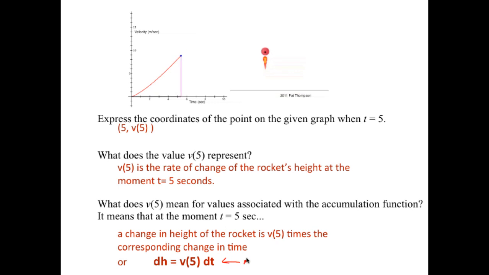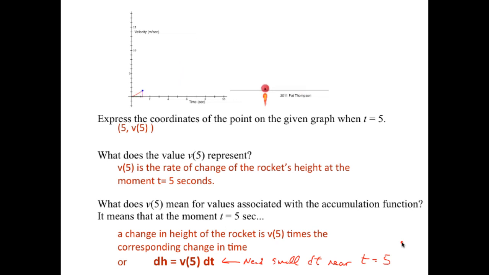Yeah, we need a small dt. Right? Near 5. If you don't have that, then this doesn't work, right? If it's not near 5, it certainly doesn't work because away from 5, it's a different rate of change.